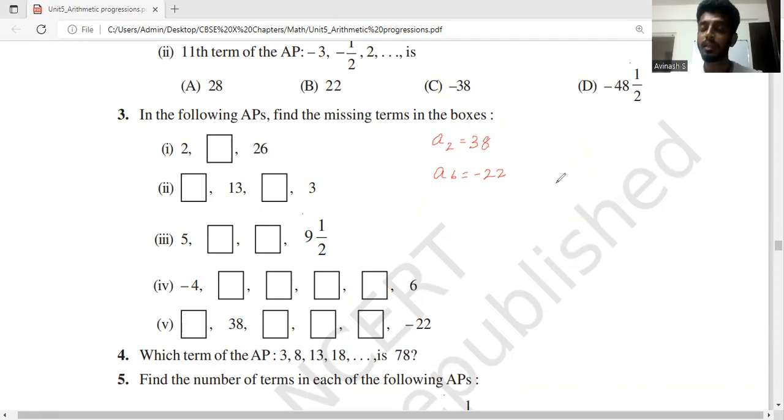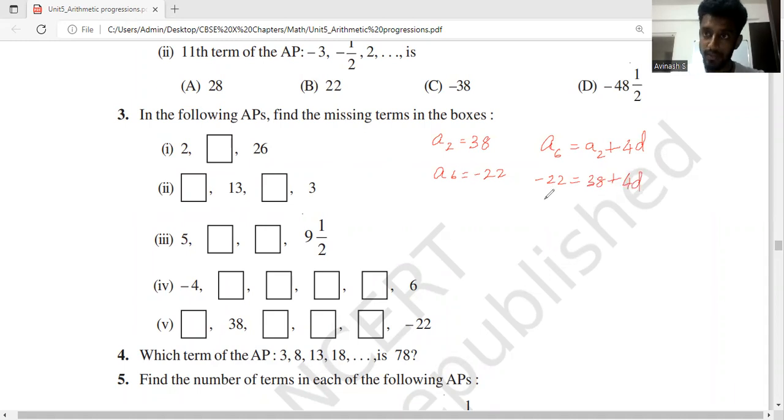Or there is another method where A6 can be written as A2 plus 4D with respect to the second term. This is because from the second term, it is at a distance of 4 hops or 4 jumps. So we can use this concept also, which is from the second term, it is at a distance of 4D. This can also be used. So A6 is minus 22, A2 is 38, and then 4D.